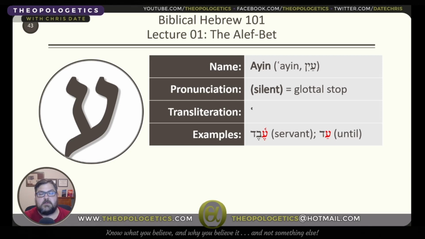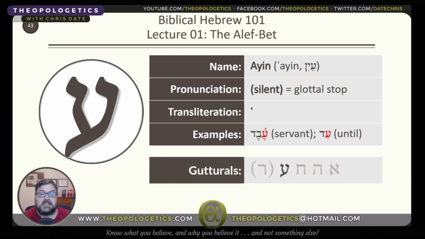Examples of Hebrew words that begin with ayin include eved, meaning servant, and ad, meaning until, or as far as. And this is the fourth and last technical guttural, the fourth of the gutturals category, with one more coming up shortly.